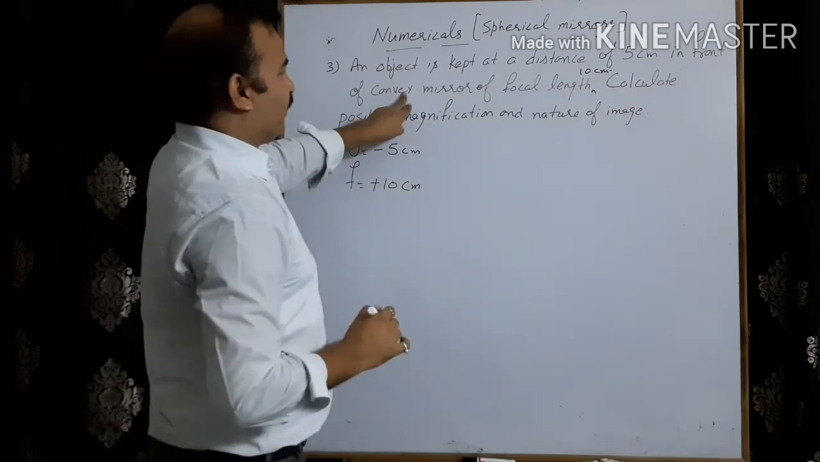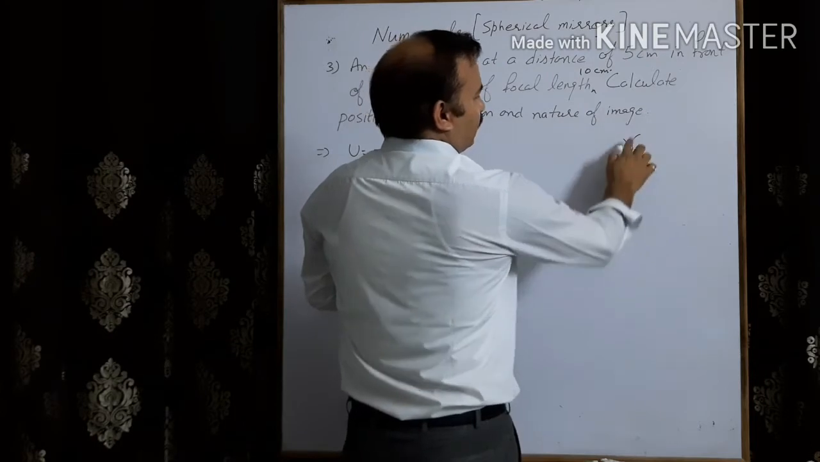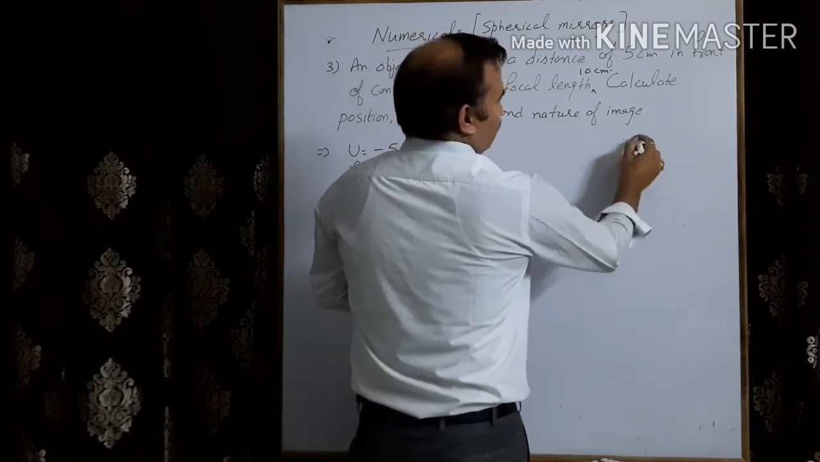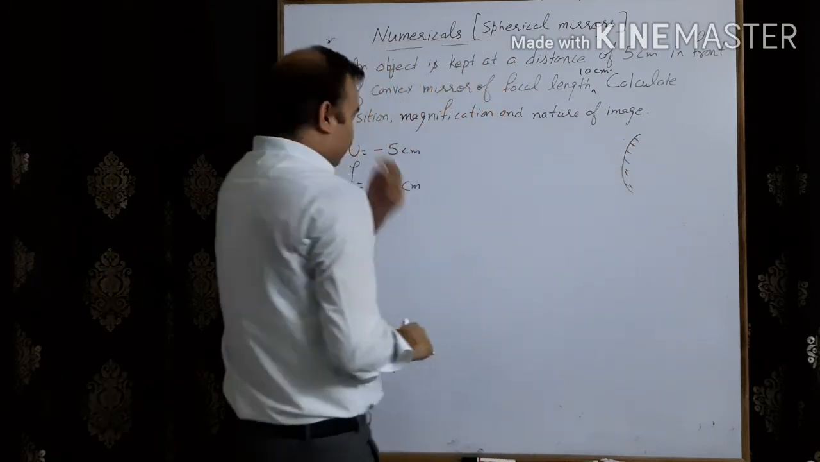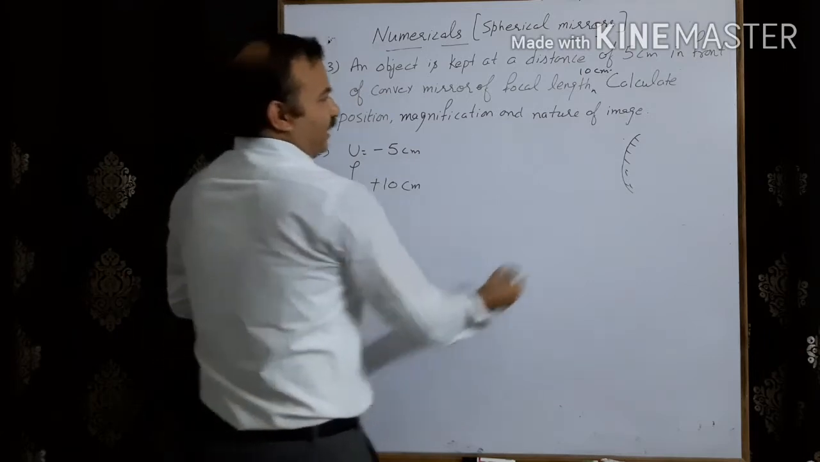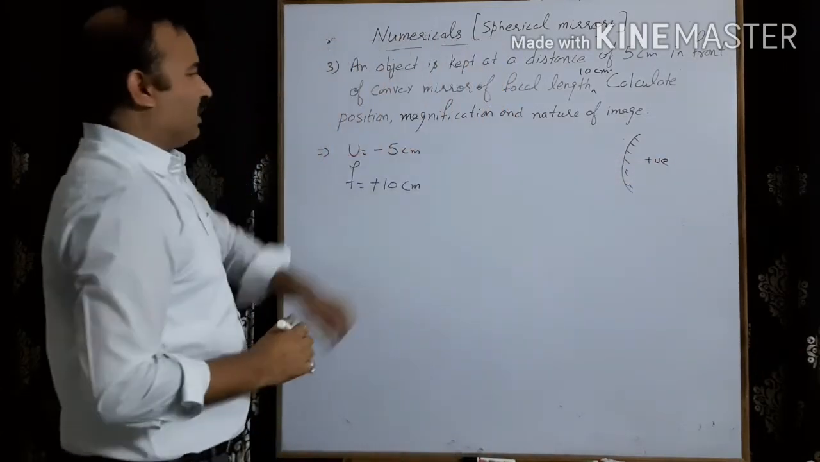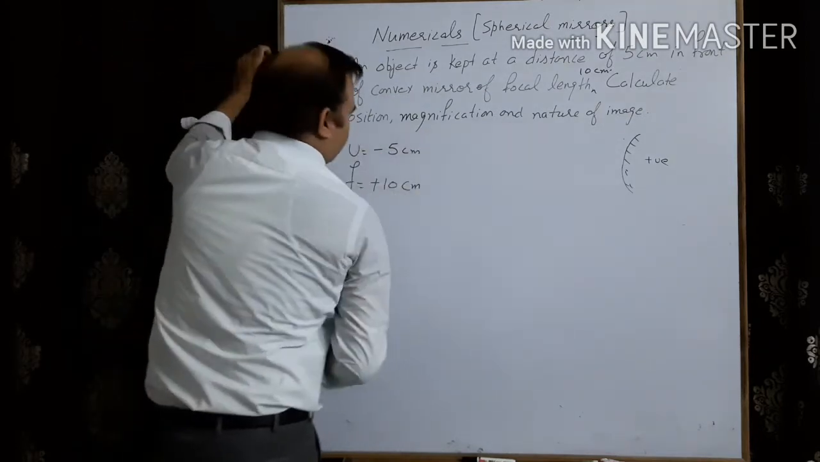Sorry, this is a convex mirror. Convex mirror is of this shape. This is the reflecting part, that is the outside bulging part. Reflection will take place here, and its focal length is always positive. So focal length is 10. We have to calculate the position, magnification, and nature.